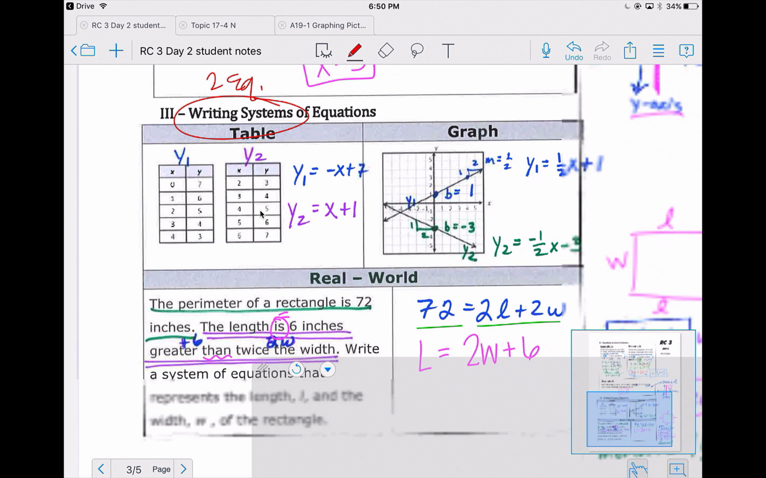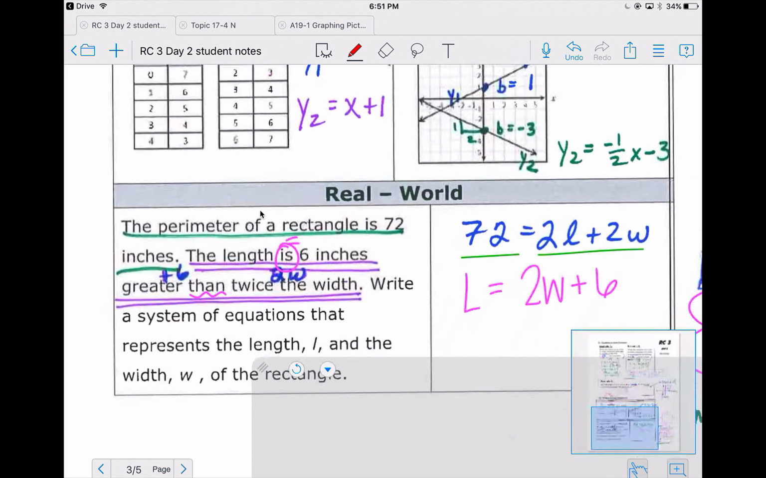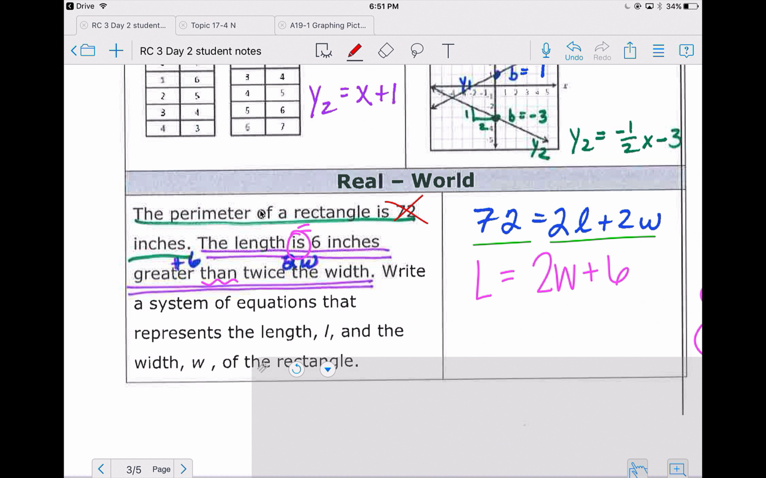So if you finish a problem with a system of equations and you have lots of pieces of information, but you only have one equation, that's not right. Also remember, with systems, once you use the number, you cannot use it again. So when I use 72 in that beginning part, I can't use it again.